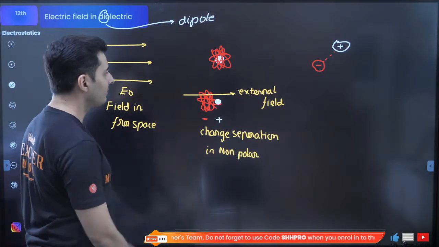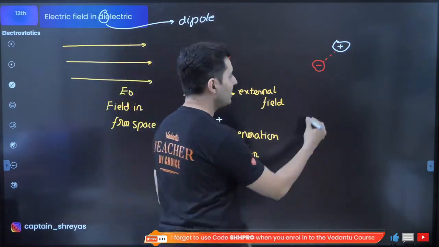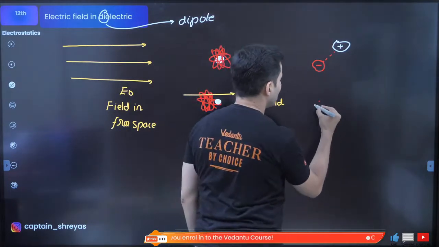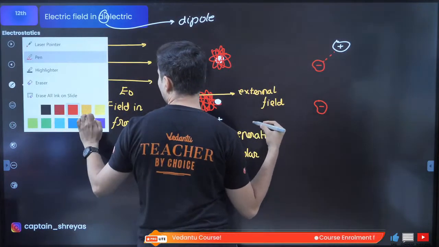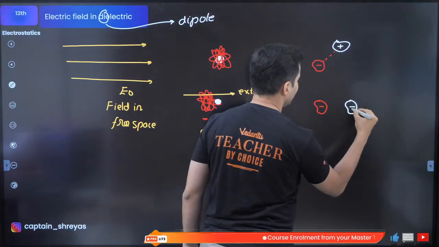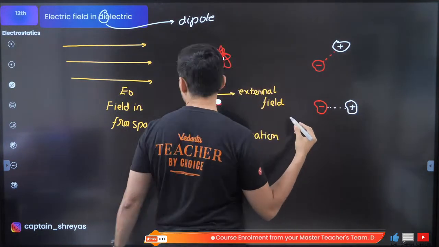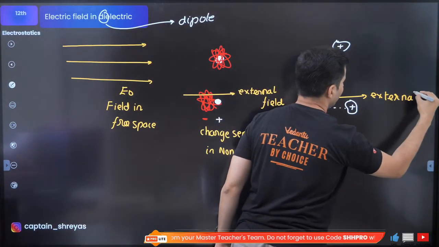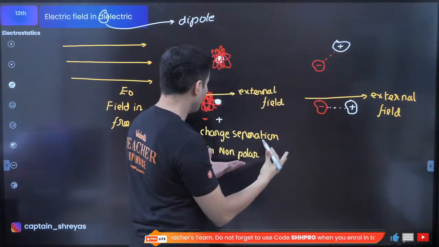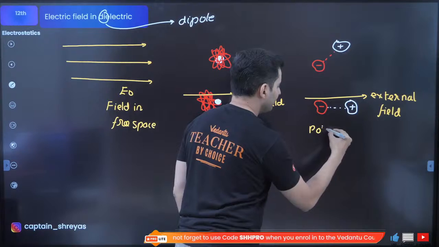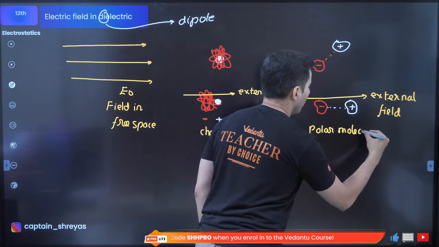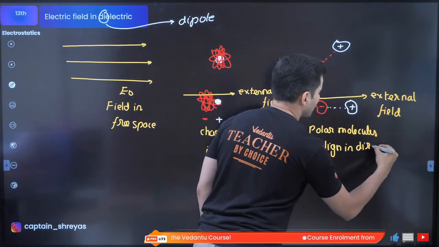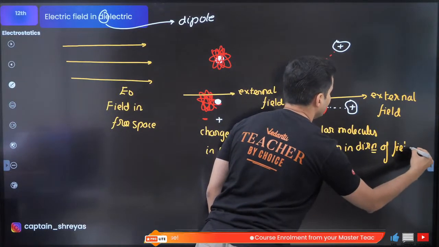When you apply an external field to such a molecule, the negative charge gets pulled this way and the positive charge gets pushed that way by the field. The negative charge becomes like this, and the positive charge becomes like this, in the presence of the external field. So the polar molecules align in the direction of the field.